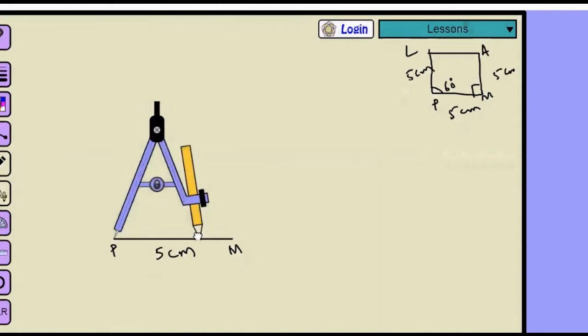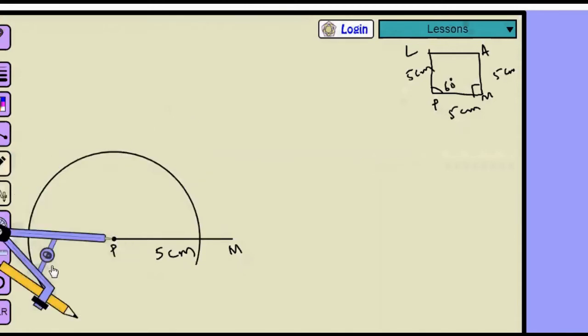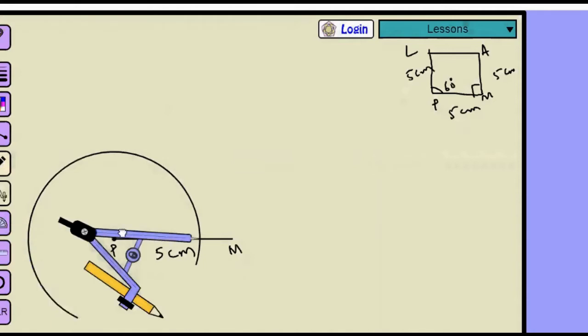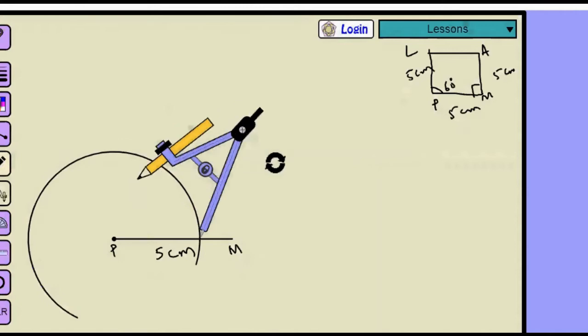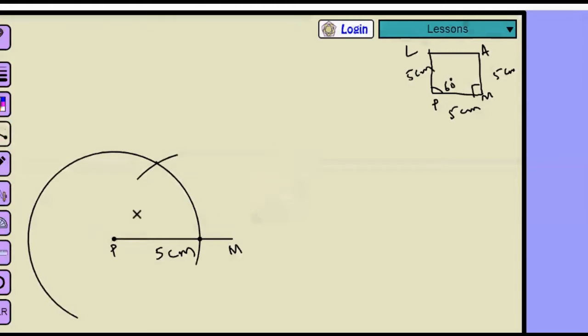Now with P as center, draw an arc. Next, with the same radius, draw another arc which cuts the previous arc at the point of 60 degrees. Now this intersection point indicates the angle 60 degrees. Now we have completed angle P as 60 degrees. So now take the ruler and draw a ray PX through the 60 degrees point and label it as X. And you can give the name here 60 degrees.